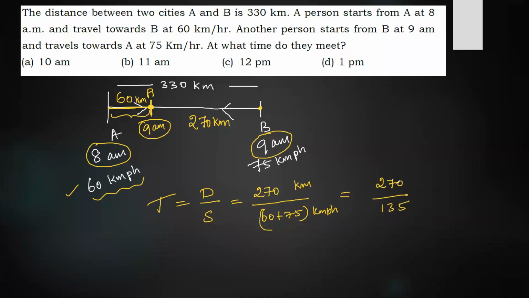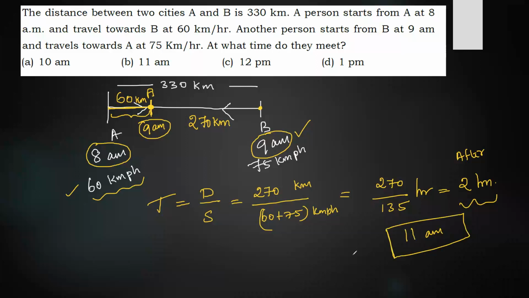So kilometers get cancelled, and in terms of hours we get 2 hours. So the time we have fixed at 9 a.m. for both, right? So after 2 hours, sharp at 11 a.m., they will meet. The answer is 11 a.m.